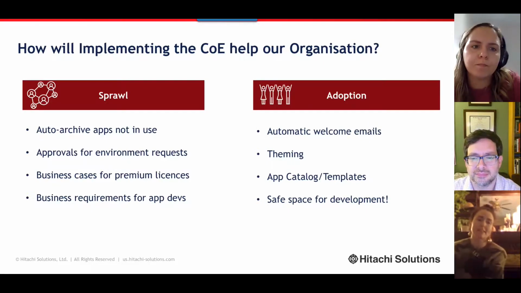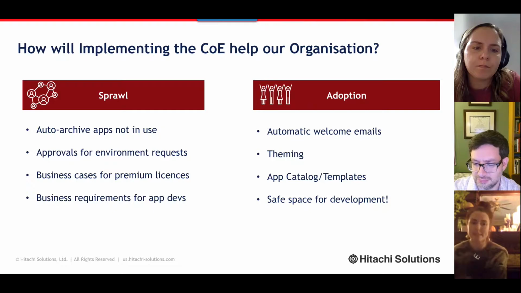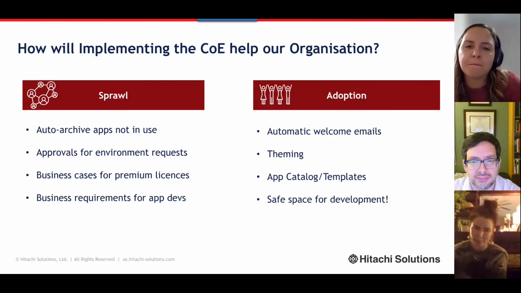Sprawl as well. So we've seen a couple of things you can do with sprawl, such as that auto archival I mentioned, some of those business cases for premium licenses. So no longer do we give everybody access to a premium license, which can get expensive. They have to have business requests for that, so we can maintain sprawl in that way. Also being able to keep an eye on capacity is really nice to keep an eye on any Teams environments that are being spun up.